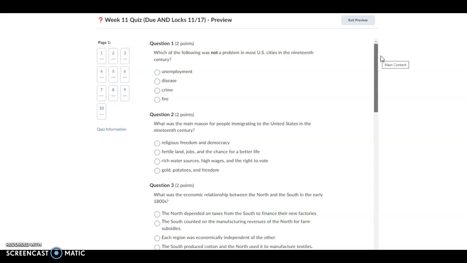Question 1, which of the following was not a problem in most U.S. cities in the 19th century? A, unemployment, B, disease, C, crime, D, fire.